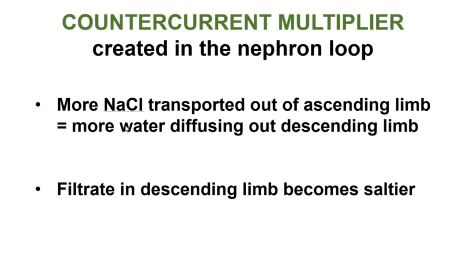Anything that remains in that filtrate will then leave the body as urine. We saw also that at the U-shaped hairpin turn in the nephron loop, the filtrate in the descending limb very quickly became higher in osmolarity, much more concentrated in terms of its solute concentrations, as it made its way down the descending limb. As it made its way up the ascending limb, it became less concentrated because salt was being pulled out of it.